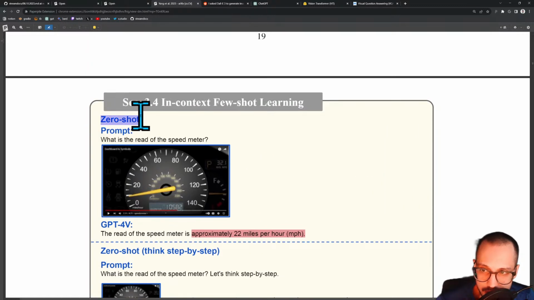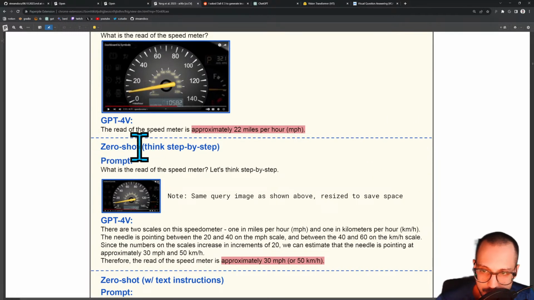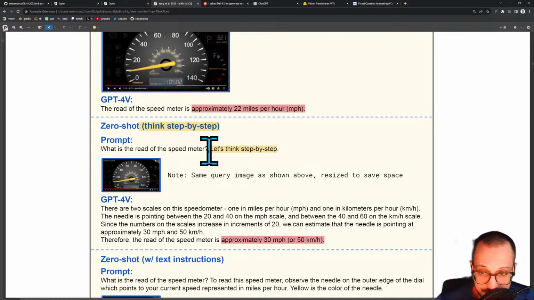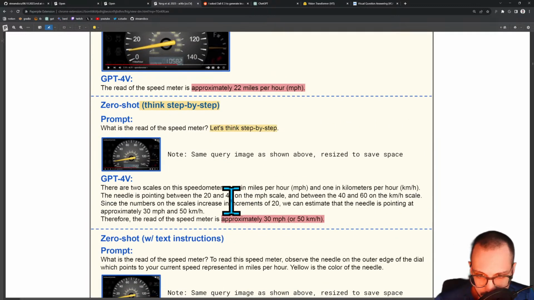So that's zero shot. And then zero shot, but you add think step by step. So now you're doing a little bit of prompt engineering here. You're adding the "let's think step by step" and seeing if with that additional prompt engineering, it can zero shot correctly, but it still does not get it. It's approximately 30 miles per hour.